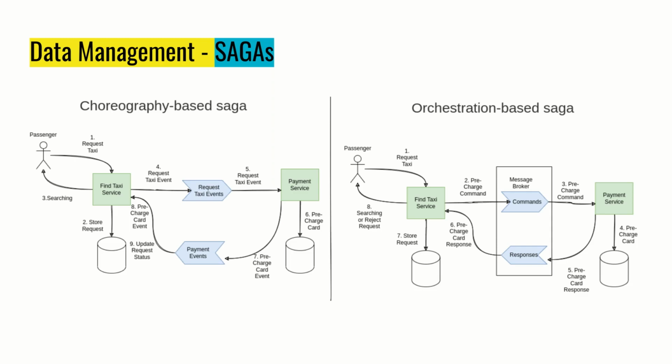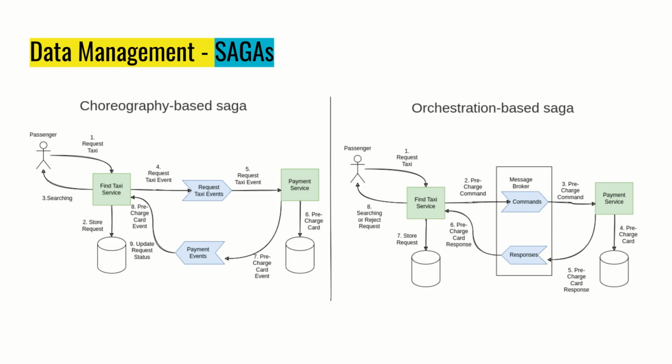So you have the request, then you store the request, probably with a status like pending, and you immediately return to the passenger that the application is searching. Then in step 4 you produce an event to a stream, and the payment service hears this event and tries to pre-charge the card, and then posts a message to the payments event. In steps 7 and 8 this event is captured by the find taxi service, and it updates the request status to something like pre-charged.